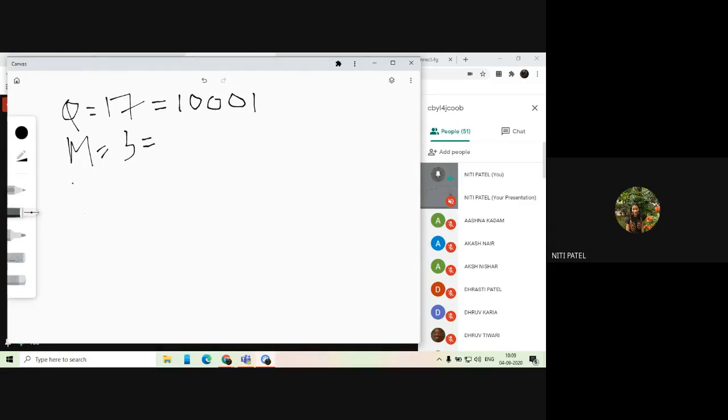Yes. Then your n will be how much? Depending upon the size of the Q, or the number of bits in the Q. So how many bits you have? 1, 2, 3, 4, 5. Your n will be equal to 5. Your AC will be how much?